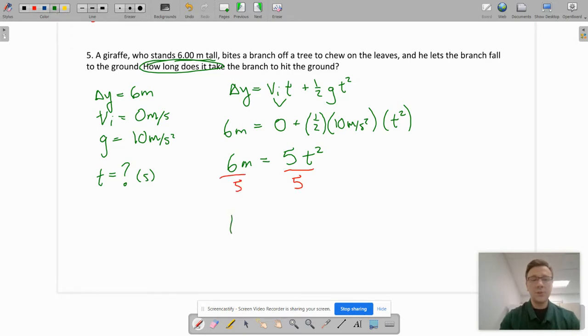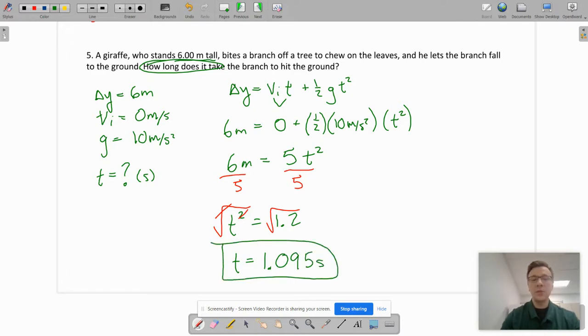So I'm going to go ahead and flip this and just put t squared over here. So t squared is equal to 6 divided by 5, okay, which is 1.2. And then what we need to do is square root each side so that we can get rid of this squared right here. And then you'll find that the time it took for the tree branch to fall was 1.095 seconds. So I went out to 3 decimals there because I'm trying to be a little more accurate. But if you put 1.1 seconds, that's totally fine.